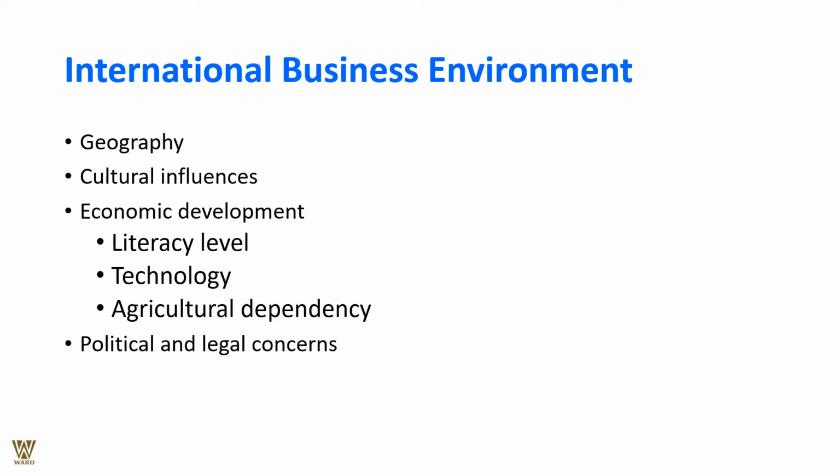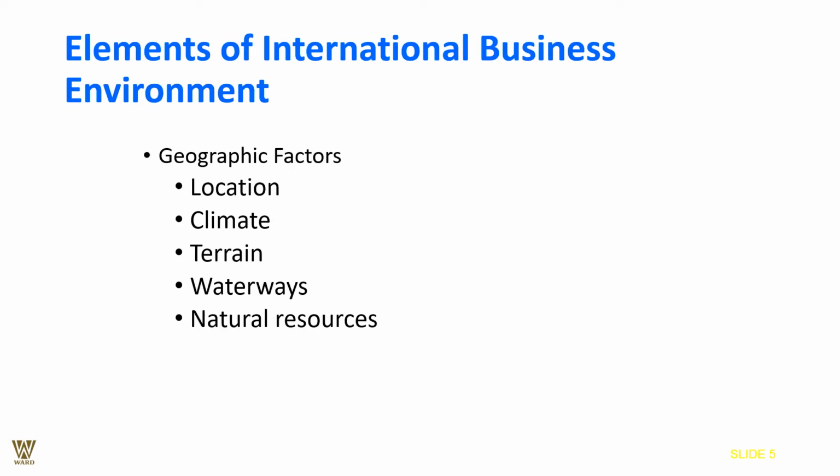And obviously, the political and legal concerns always play a major role. If there is a stable government at the federal level, we would probably love to deal with those countries, right? Vis-a-vis countries with unstable governments, where policies and procedures change every now and then, it becomes very difficult for a business to adapt to an ever-changing scenario. So yes, international business environment is all about geography, cultural influences, economic development, and political and legal concerns.